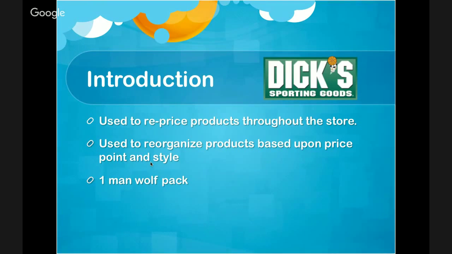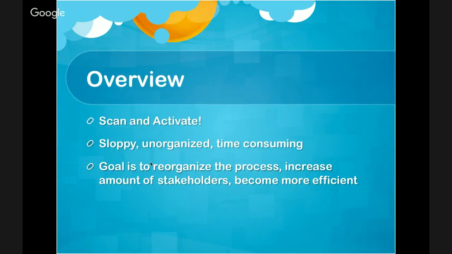Scan and activate is used to reprice our products at Dick's Sporting Goods. So if a product goes down in price or goes up in price, the scan and activate process is what is used to put a new sticker on the label so that the customers know what the exact price of that product is. Currently, it's very unorganized and sloppy, and we get a lot of customer complaints because of the lack of knowledge in what exactly the product price is. And so our goal for this process is to reorganize it, to increase the amount of stakeholders, which is how many people help in this process, and to make it more efficient.